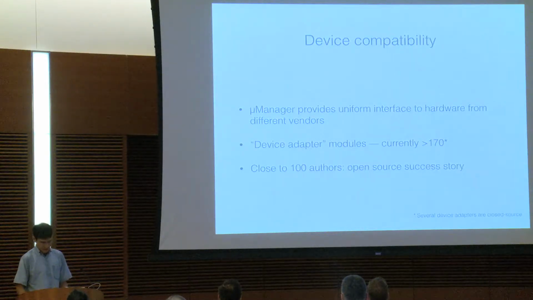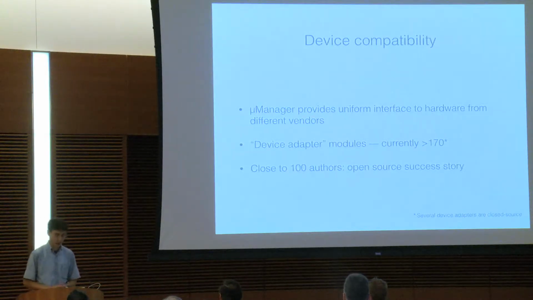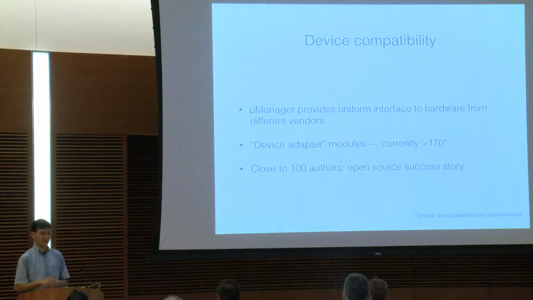And so on the previous slide, I showed you all the devices we support. We have about 170 of these specific modules for each type of device that we support. And because each module might support a range of devices, we probably support hundreds or thousands of devices. And close to 100 people have contributed device adapter code. And this is in particular an area in which we've gotten a lot of code contributions, perhaps because it's modular and easy to understand how to extend, and because there are so many devices for microscopy. And so this has really been a success as an open source project.